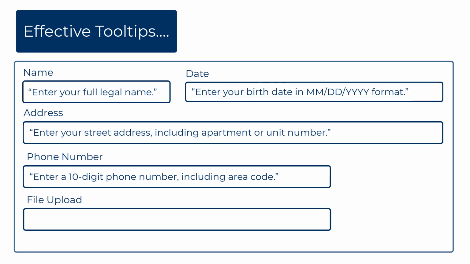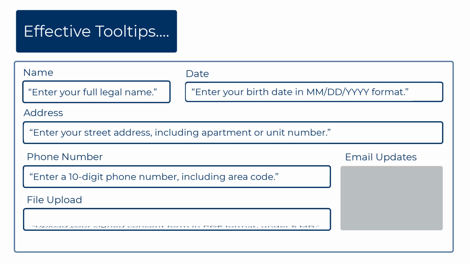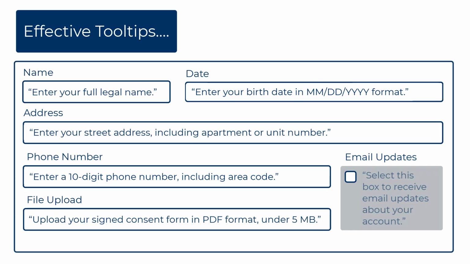File upload field. A clear tooltip might read, "Upload your signed consent form in PDF format under 5 MB." This works because it specifies both the file type and the limit, no trial and error. Optional checkbox. A clear tooltip might read, "Select this box to receive email updates about your account." This works because it explains the purpose of the checkbox, not just that it exists.